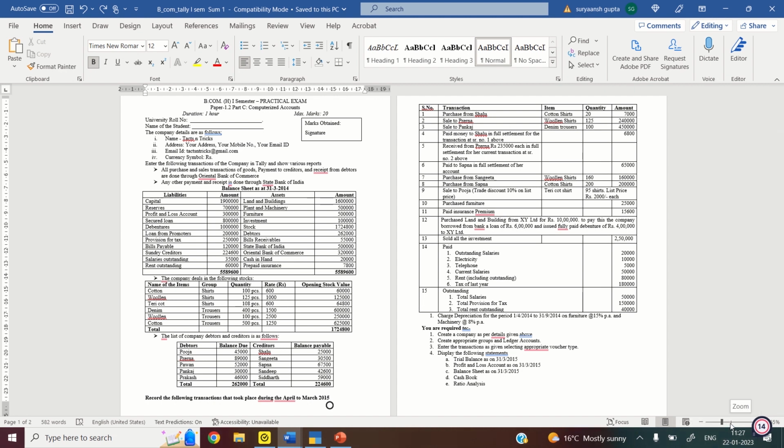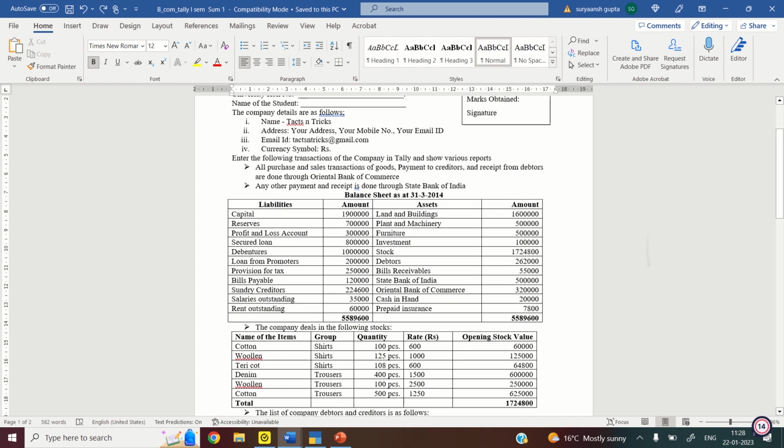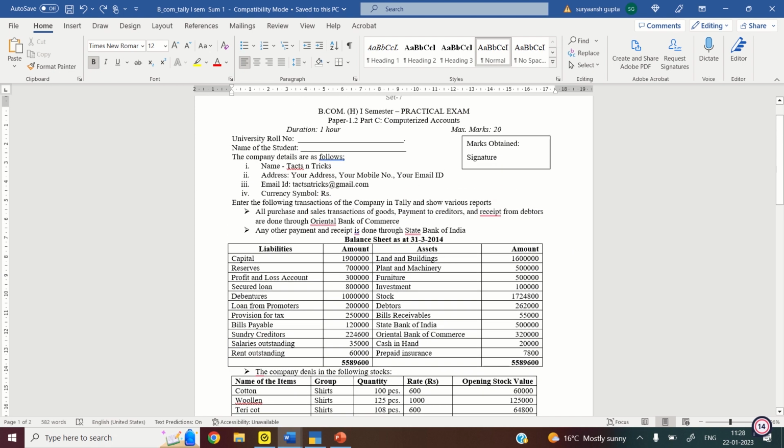Now I will read the sum. This kind of sum is generally asked in the practical examination, where Tally is asked without taxation. So this is the sum without taxation, without any GST adjustment. It is a simple sum where taxation is not imposed, and it can be asked in the examination.